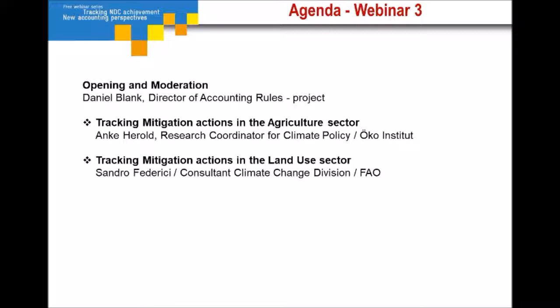In her presentation, she concentrates on tracking mitigation actions in the agricultural sector, which is really a complex task, so we welcome all clarifications being provided by Anke. And with this, I would like to hand over to Anke and to start with the first presentation. Thanks.